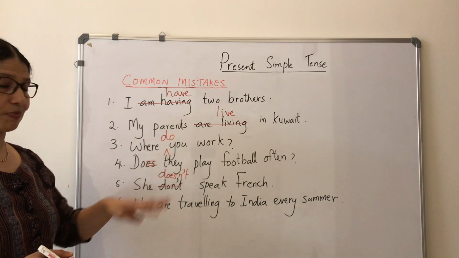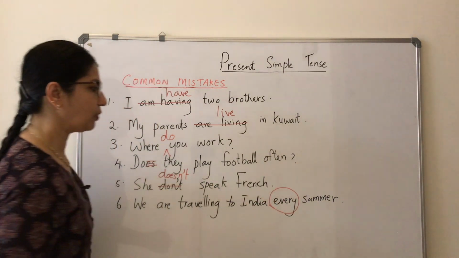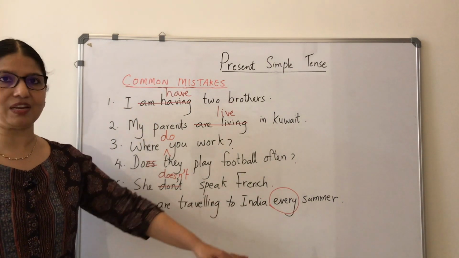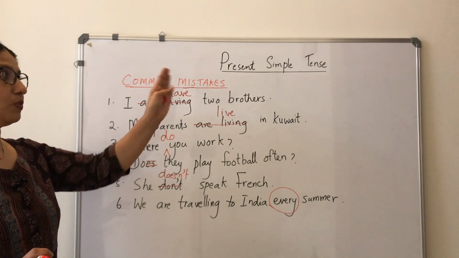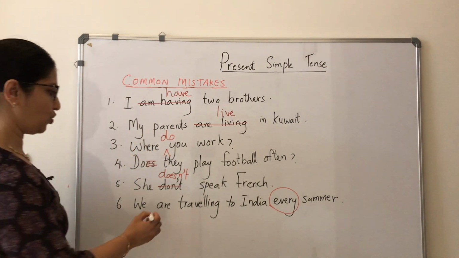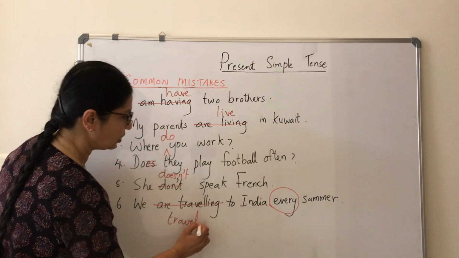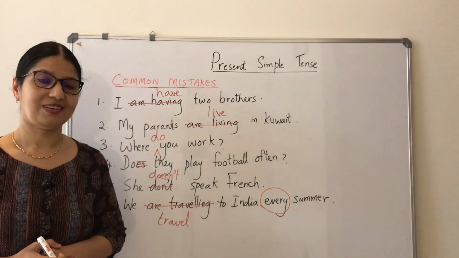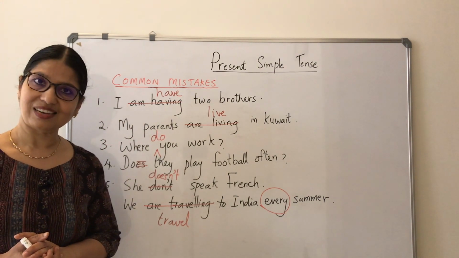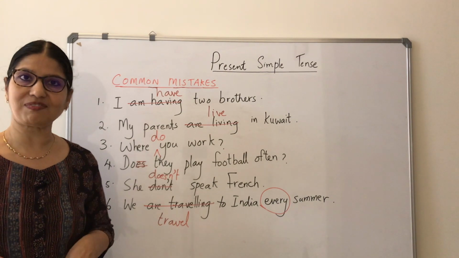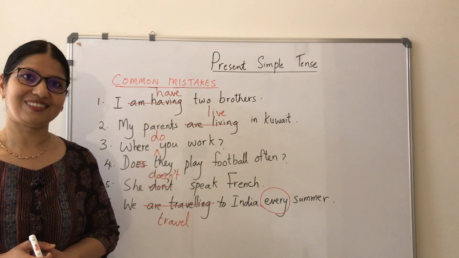You can see the expression of frequency there. We have used every, and I told you that whenever you find a word like every or any adverb of frequency, we are sure that we have to use the present simple form. So it should be not we are traveling, we travel to India every summer. I hope now you are ready to use the present simple tense and that you know how to use the positive, the negative, the question forms using this tense.